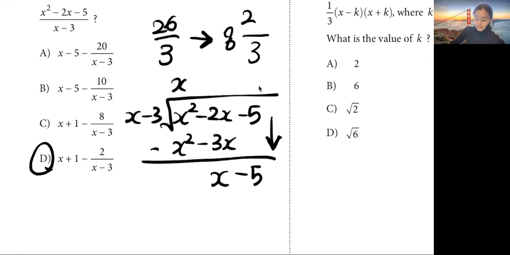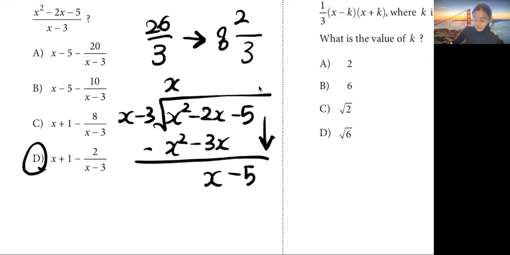And next, what needs to be multiplied by x to make x? Well, 1, right? So that's going to be x plus 1. That's going to be x minus 3. So 1 times -3, and that is going to be -2.